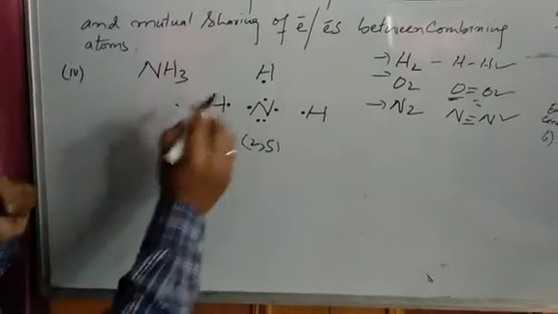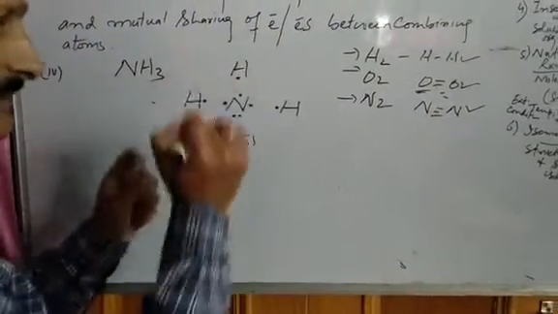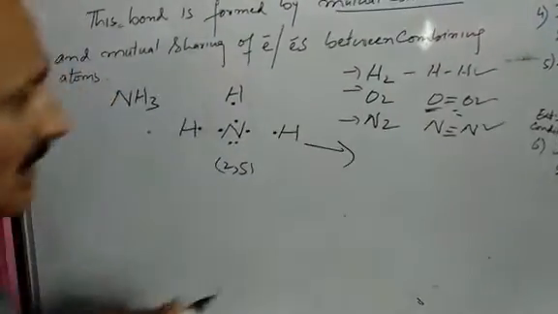Now we have to make all these atoms stable. Now see how this hydrogen atom will get stable. It requires 1 more electron to become stable.